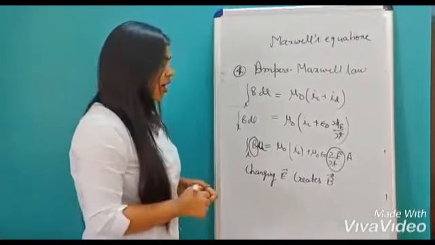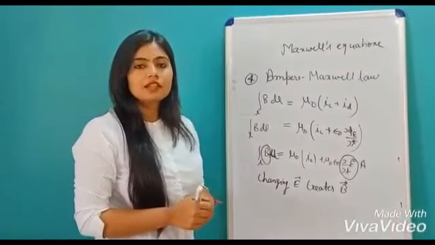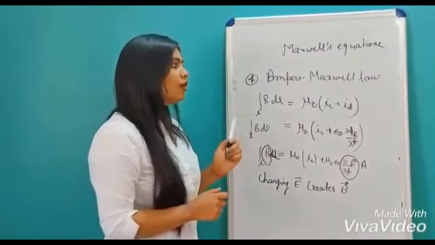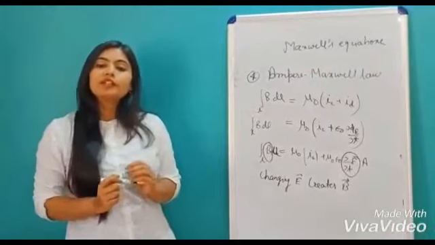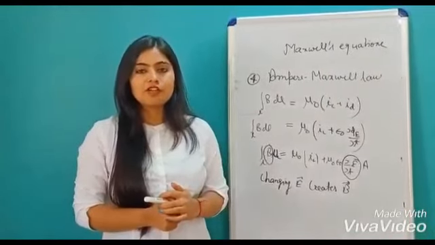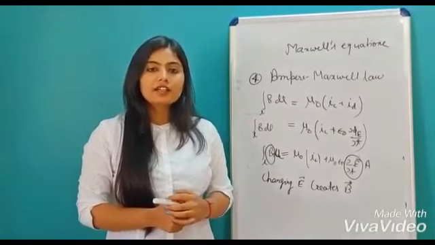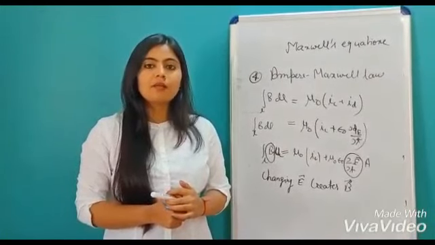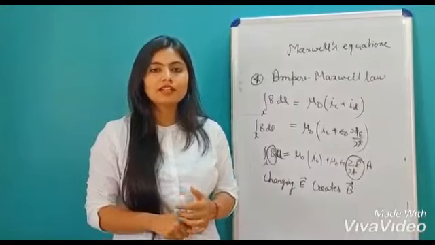These four equations are known as Maxwell's equations. With the help of these equations, Maxwell predicted the existence of electromagnetic waves which travel with the speed of light. In the next lecture, we will discuss the detailed derivation of Maxwell's equations.